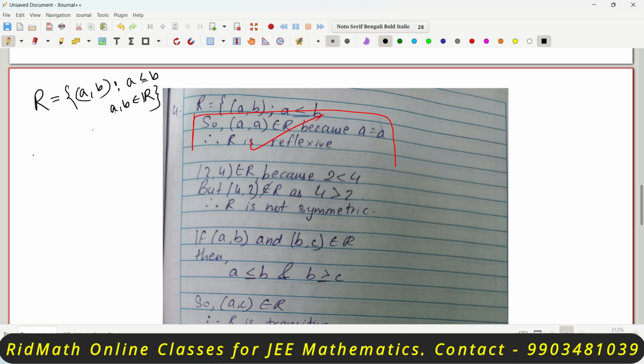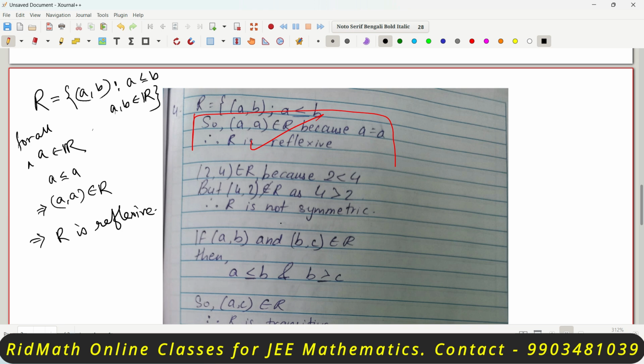So a belongs to R. (a, a) belongs to relation R because a is less than or equal to a. So (a, a) belongs to R. We should write this. Here you can also write for all a belongs to R, a is less than or equal to a. That means (a, a) belongs to the relation R, and hence R is reflexive.